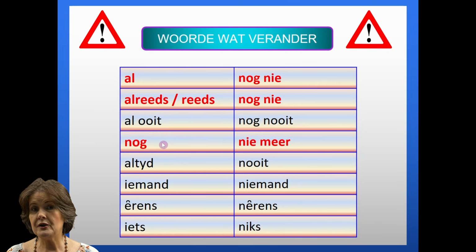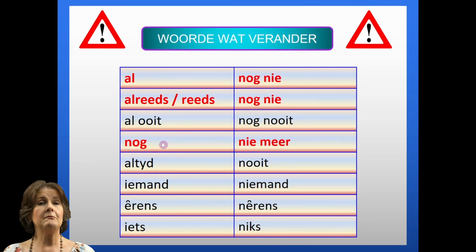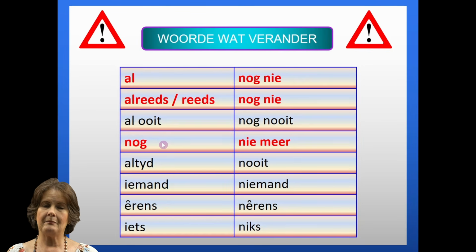So these words you might find in the middle of a statement or a question, and then you just change them to their negative form and you put a nie at the end. If you don't find one of these words, then you provide the negative by putting a nie after the first verb.